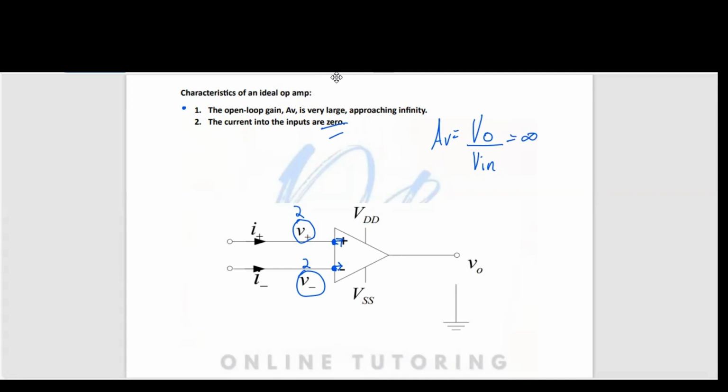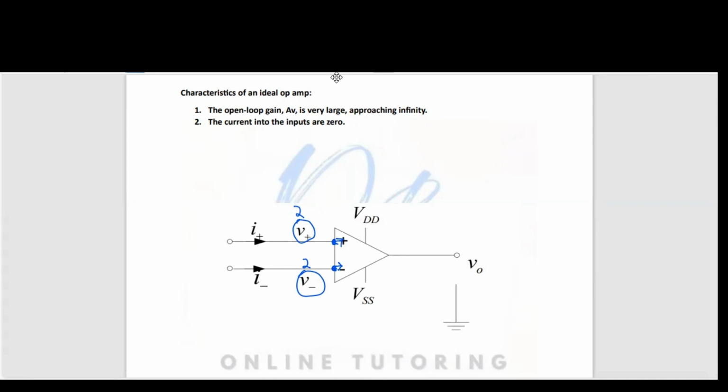If V plus and V minus aren't the same, you'll have a normal voltage gain. But in ideal situations, V plus and V minus are the same. If you subtract the two of them, you'll get 0, and any number divided by 0 is infinity. That is where these two come from. You won't really be asked about that, but it's nice to know. So these are the ideal characteristics of an op amp: no current in the inputs and infinite voltage gain, or open loop gain, as they normally say.